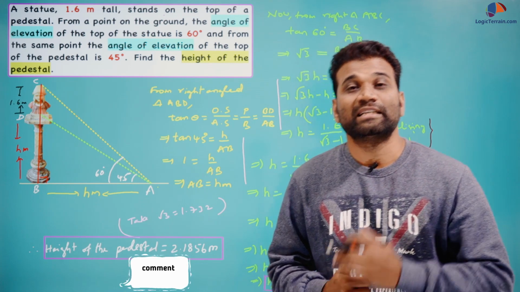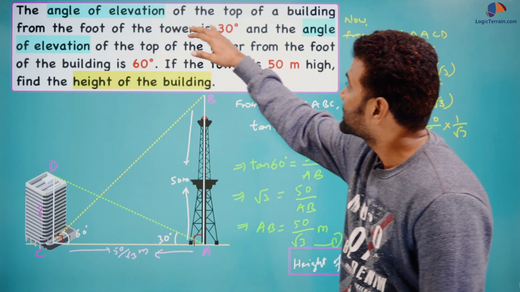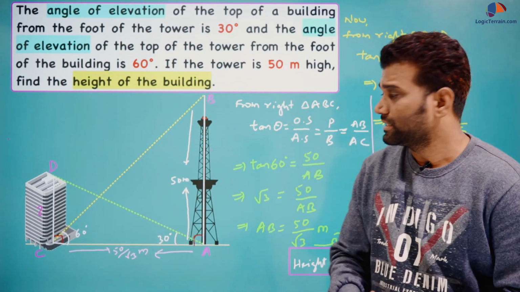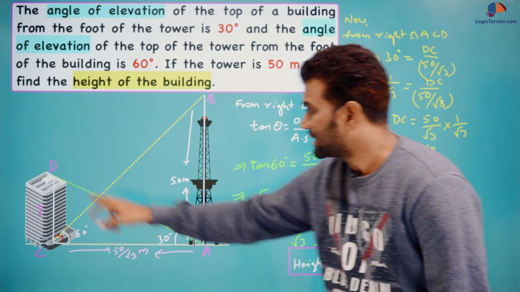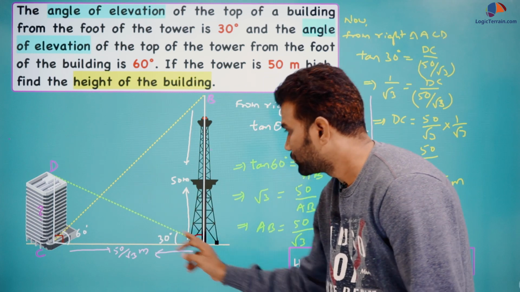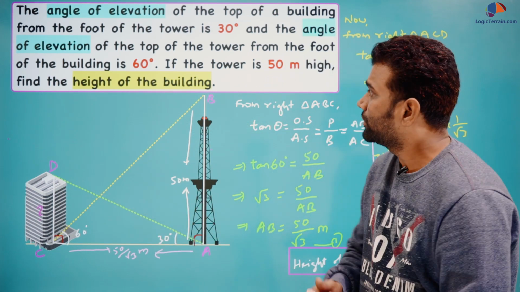We will move to the next question. So here is our statement. The angle of elevation of the top of a building from the foot of the tower is 30 degrees. You can see there is a tower and there is a building. The angle of elevation to the top of the building from the foot of the tower is given, that is 30 degrees, which is making an angle with the ground.